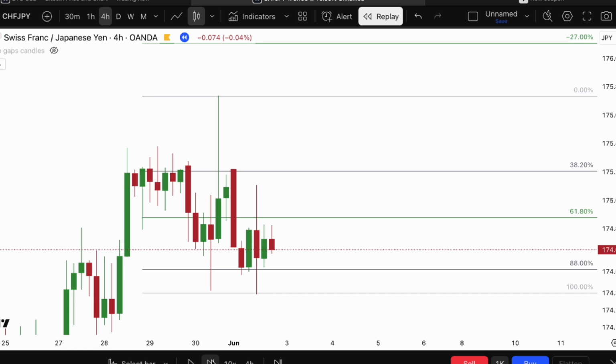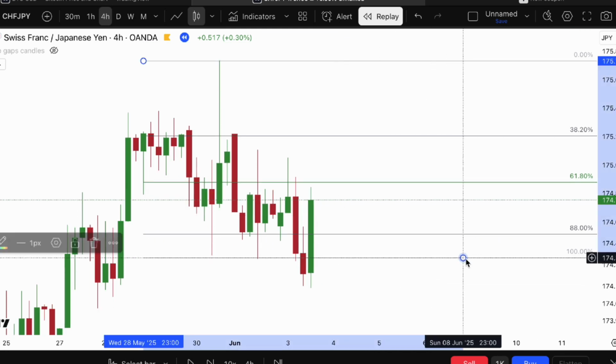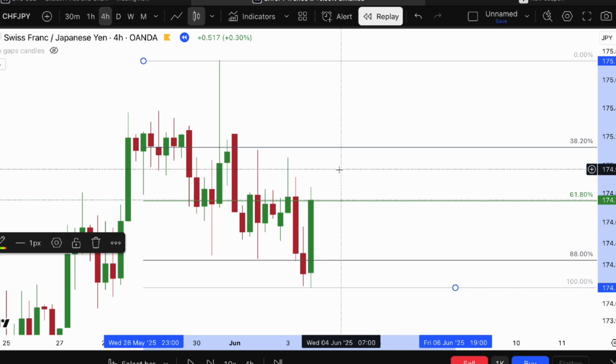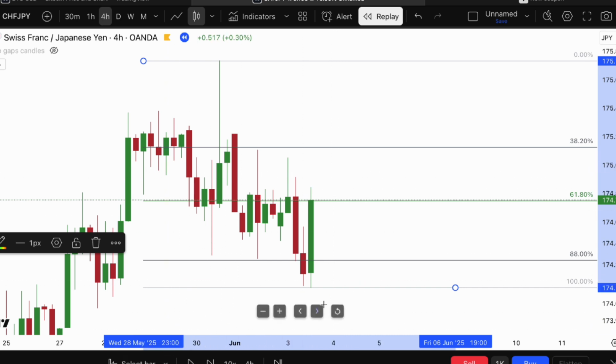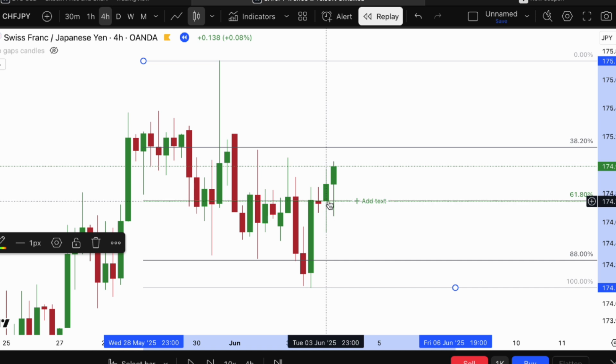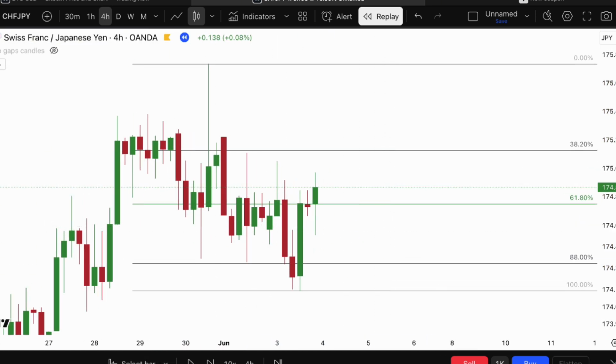So right now, we're just waiting until the 61 level gets broken. If price goes lower, you can just adjust your fib to the lowest and to the highest point. Make sure it is clear on the lowest and the highest point of the structure. We're waiting until we get a clear break. So here you can see price has now broken the 61 level. That means we can now place our order.